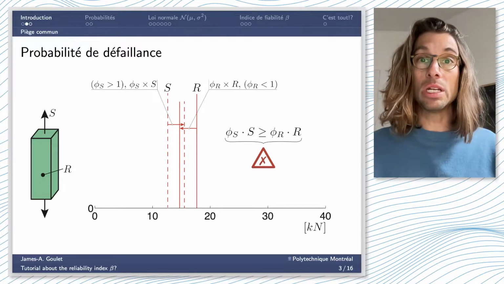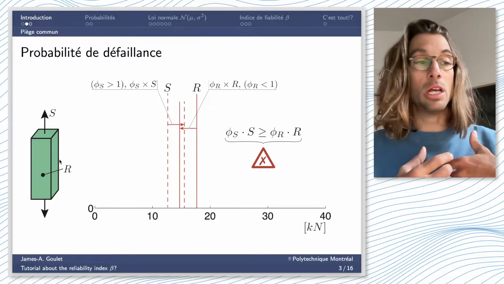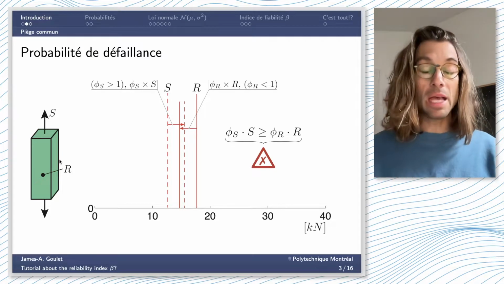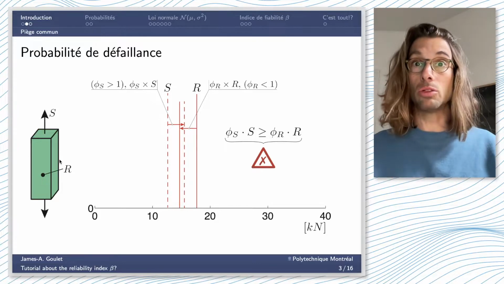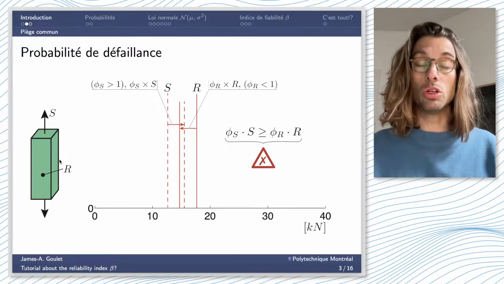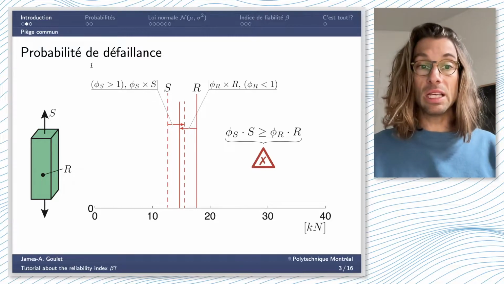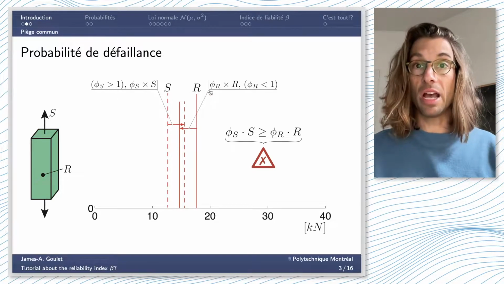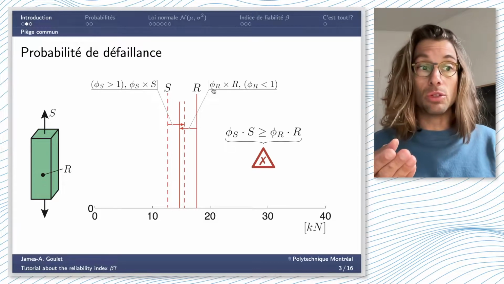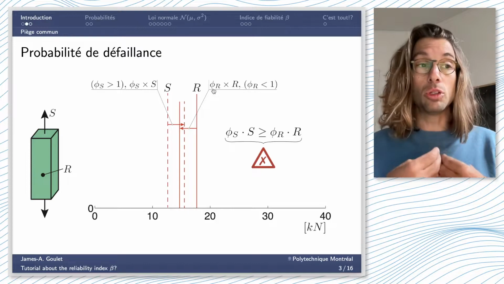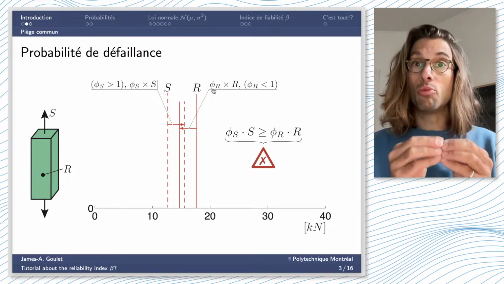However, what happens when this is not the case? When this is a simple bar like this, we can simply reduce the load or increase the capacity of our bar. But when this is a multi-million or multi-billion dollar structure, we might want to go beyond this. Why? Because these factors, phi S and phi R, are usually code defined, and these values are meant to be applicable to all cases, no matter what the specificities of our problem at hand are.